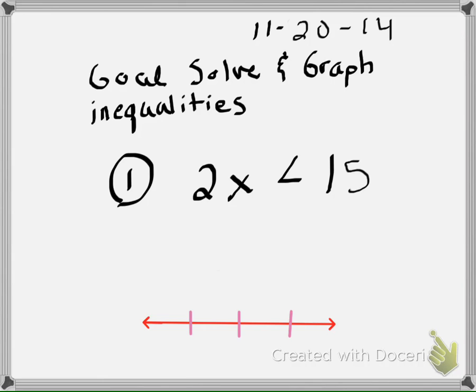So I suspect this will be super, super easy for you. So the first thing is, please write down the inequality 2x is less than 15 on your paper. And please also copy down the number line. And I'm going to wait for about 30 seconds for you to do that.